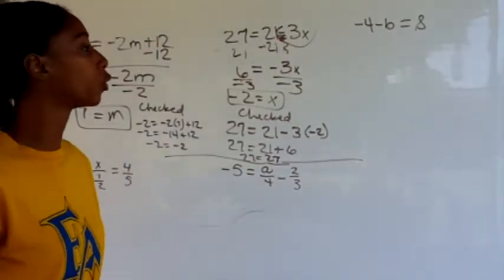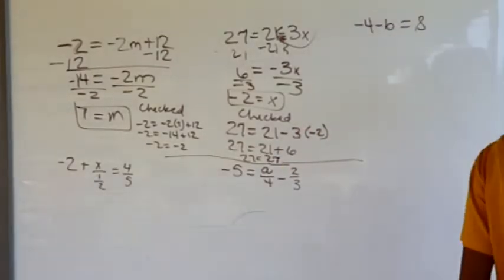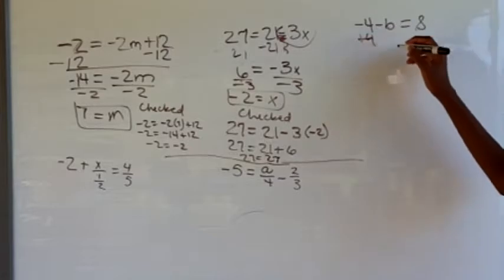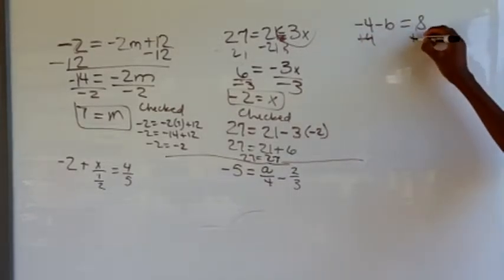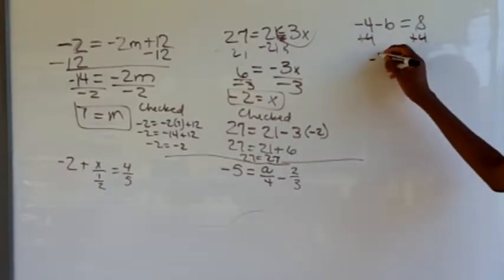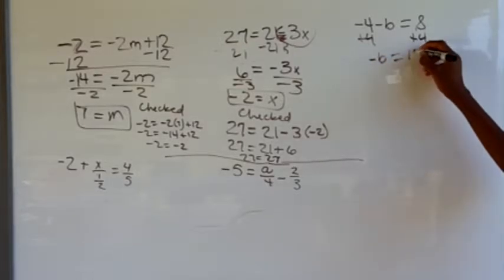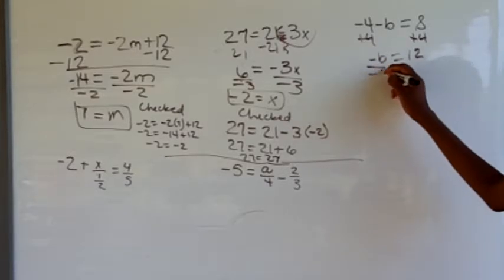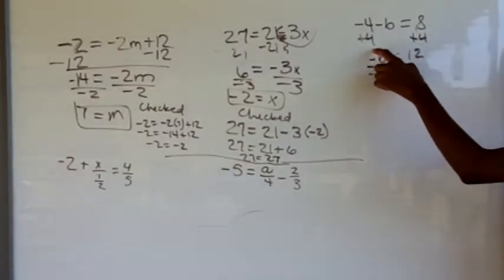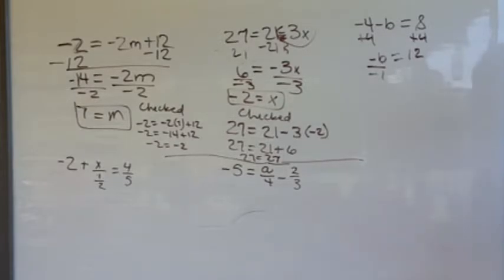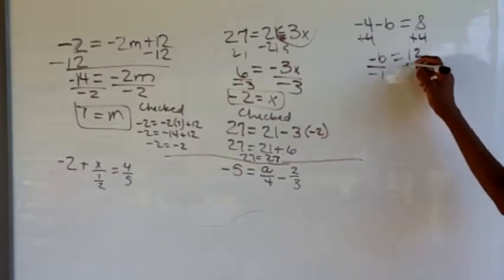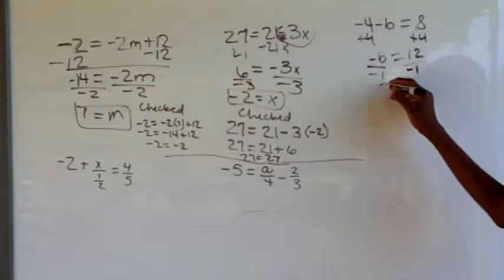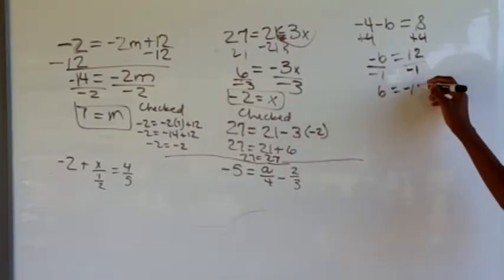Alright, so now we have -4 minus b equals 8. So we're going to do +4 and +4. So that leaves us with -b equals 12. Then we divide by -1. Remember, anytime the variable's by itself, it's like a 1 being in front. So if it's -b, that's like -1b. So we divide by -1. And then that's going to leave us with b equals -12.